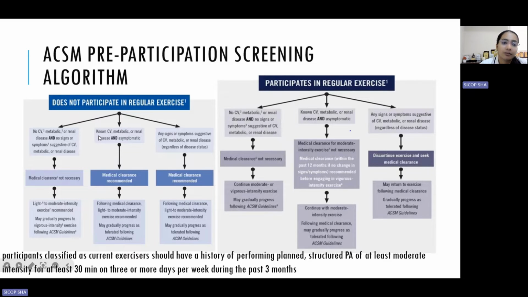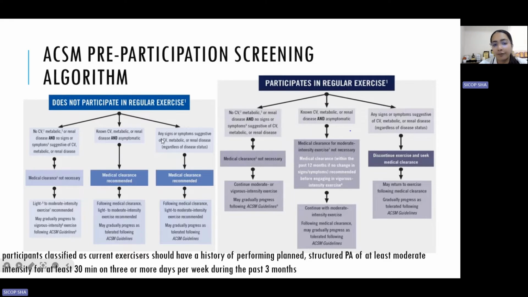Then comes the patient who has known cardiovascular, metabolic, or renal diseases, but currently is asymptomatic. Even when the patient is asymptomatic at present, medical clearance is recommended. But once the medical clearance is sought, the patient can start with light to moderate intensity exercises and may gradually progress as tolerated according to ACSM guidelines.